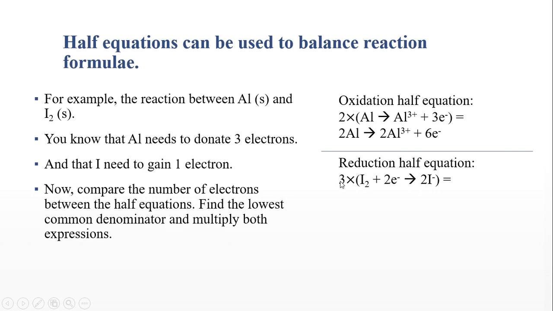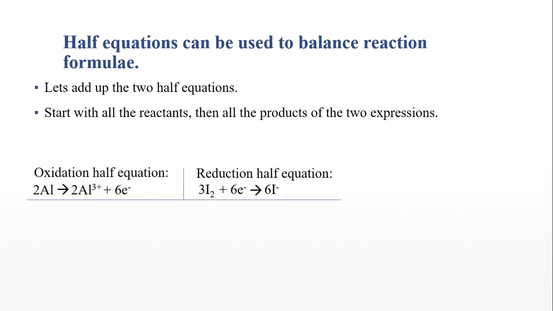The reduction half equation, well, we need to take 3 times the previous formula, so we then add 3 times 2 is 6, and 3 times 2 is 6. So 3 iodine take up 6 electrons to form 6 iodide ions. Now we have the same number of electrons for both. And then we can sum these equations up together.